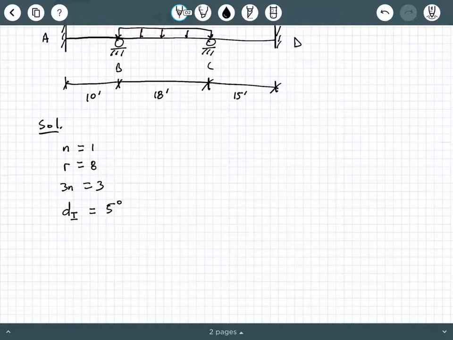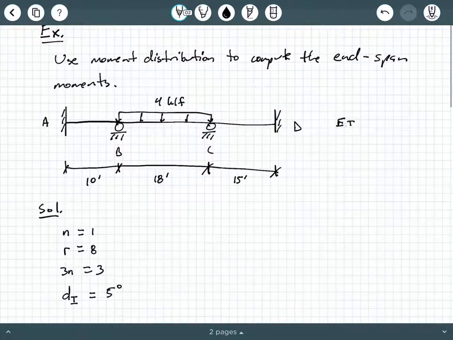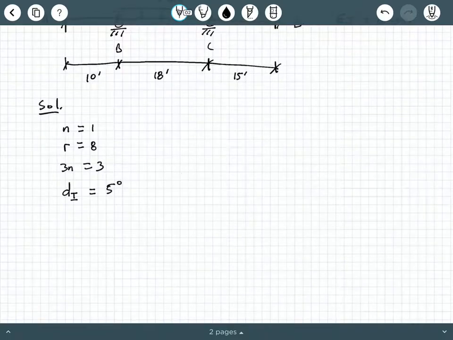So pretty indeterminate. So the next thing we want to do is put together our stiffnesses. I forgot to mention EI is constant for the entire beam. So that should be given. All right, so let's get the stiffnesses.